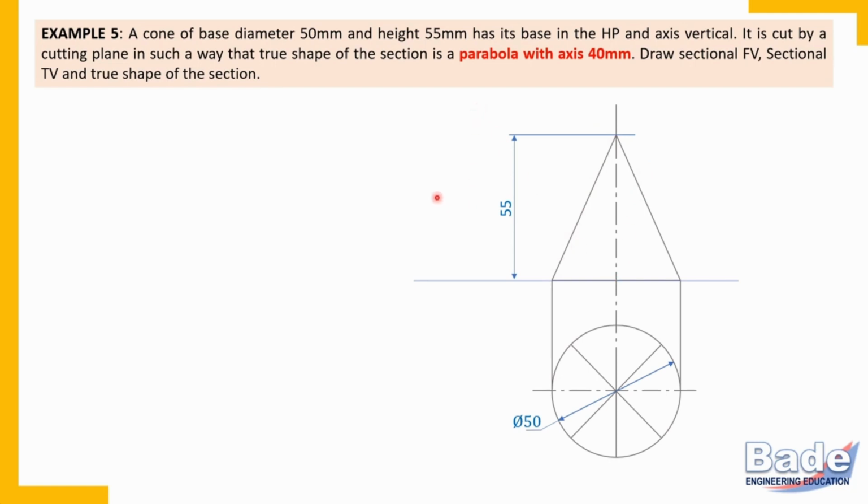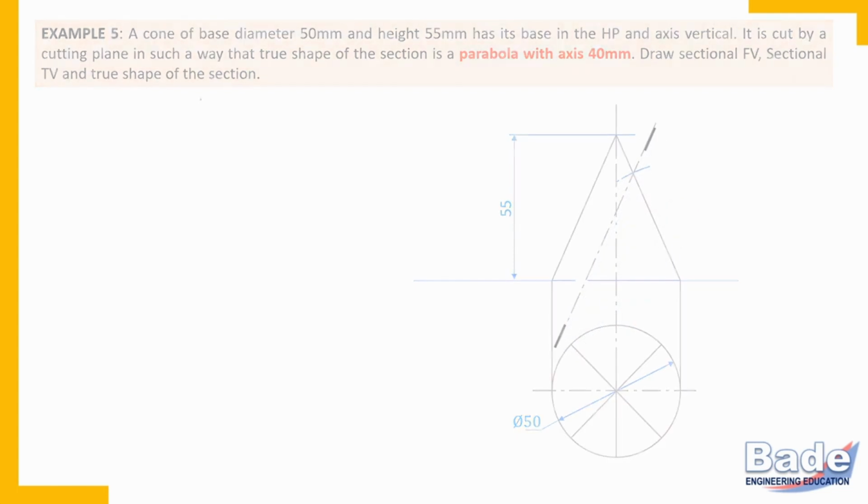Take 40 millimeter length in compass, and from this corner of the front view, draw an intersecting arc on end generator on the right side. Now through this point of intersection, draw cutting plane line parallel to this end generator. Check. Draw the cutting plane line.